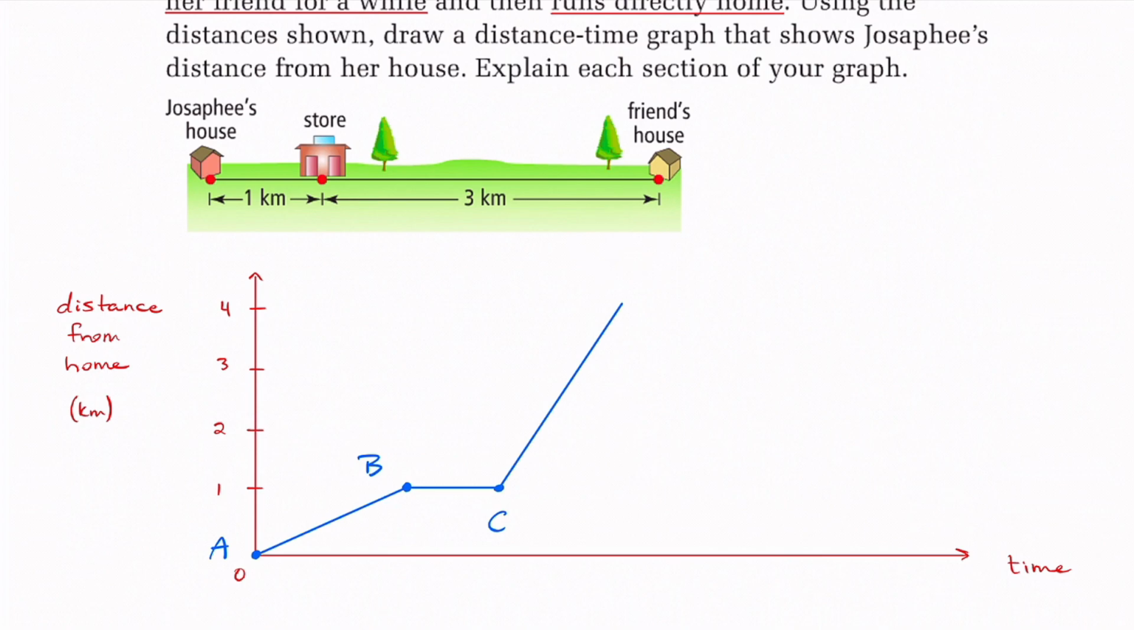And we have to go all the way to this 4-kilometer mark here because it said we were going to her friend's house. And we had 1 plus 3, that's 4 kilometers total. I forgot to mention when we did the first one, when we went to the store, that was 1 kilometer, so this had to just go up 1. Okay, so the point at which she arrives at her friend's house, we're going to call that point D.